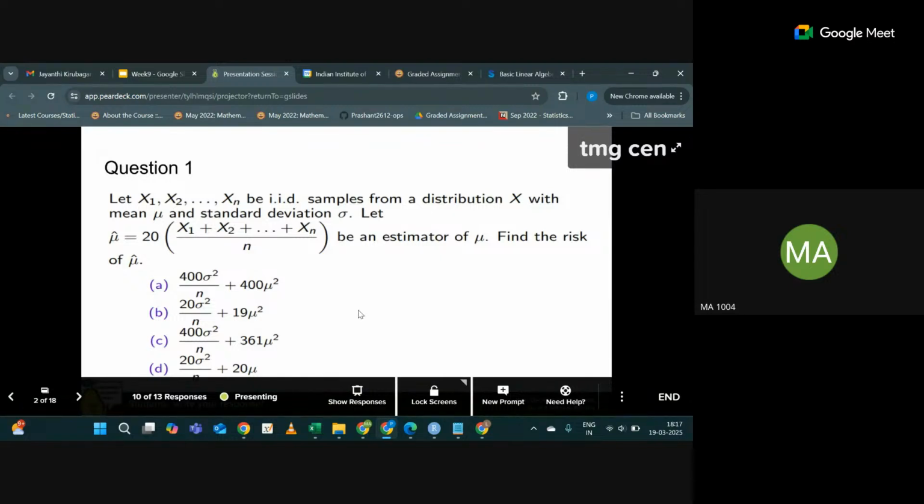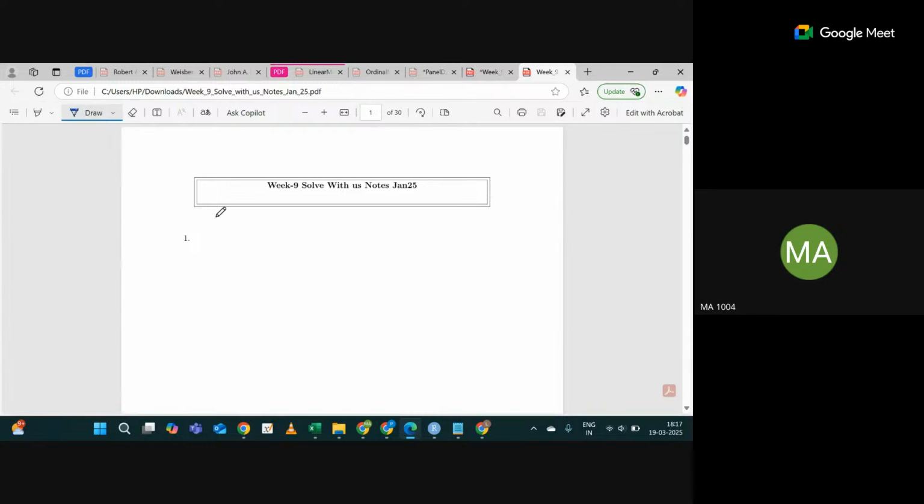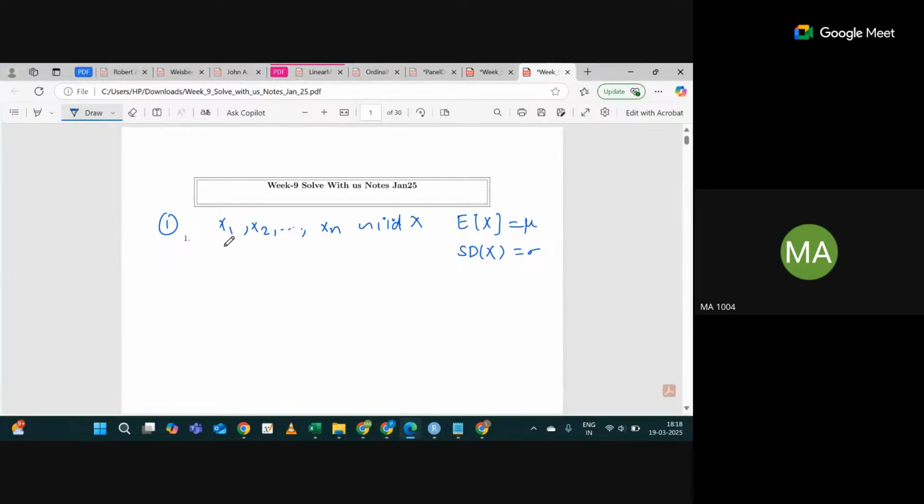So what are the things we have been given? First of all, we have X1, X2, till Xn. These are all IID samples from X. We have the information that the expected value of X is mu and the standard deviation of X is sigma. So if you have information like this, these are all IID, which means the expectation of each Xi is also mu, and the standard deviation of each Xi is also sigma, because these are all IID, right?